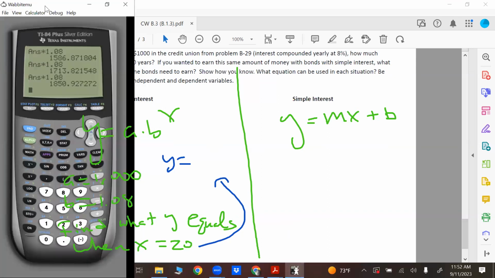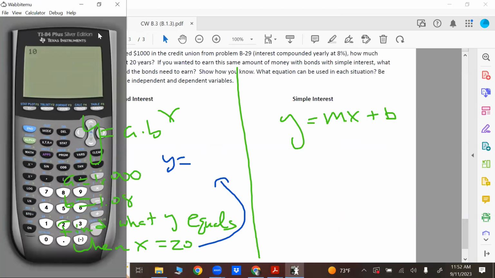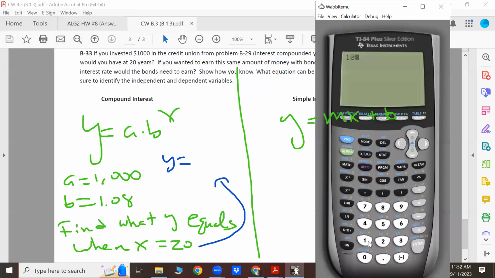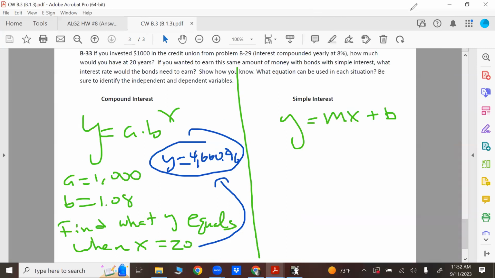So again, let me move my calculator over here. You're going to do 1000 times 1.08 raised to the 20th power. Yep, there we go. So that's how much money you make: 4,660.96. Okay, that won't pay for college, I'll tell you that right now. Maybe it'll pay for one class, if that.